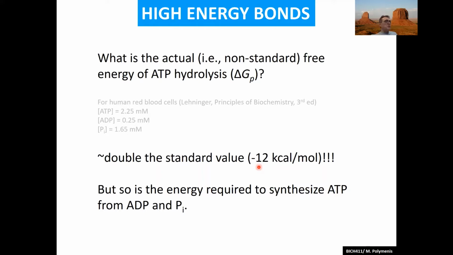So you would think that's great. You get so much more out of it compared to the minus 7.3 kilocalories per mole value that you had for the delta G under standard conditions. But of course, to make it, you also require a lot more energy under these conditions. So in the end, it evens out.